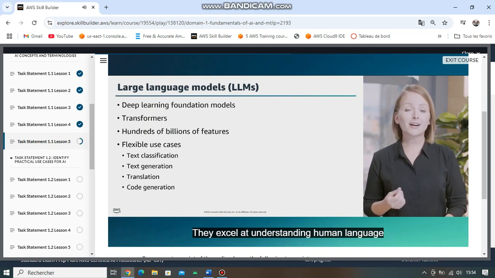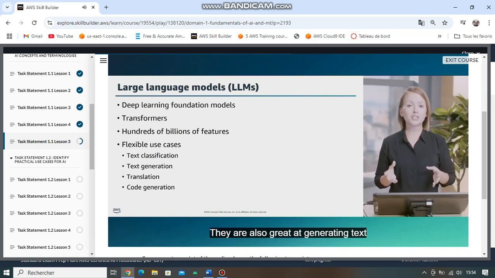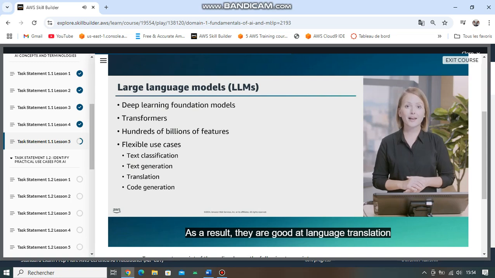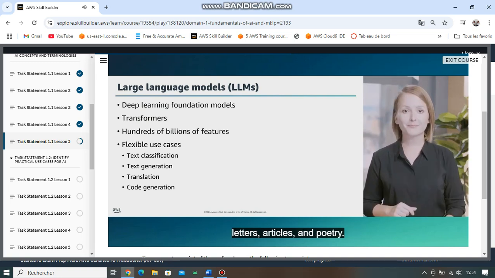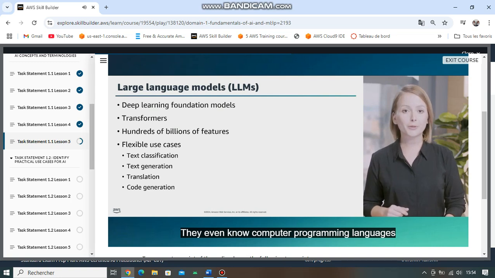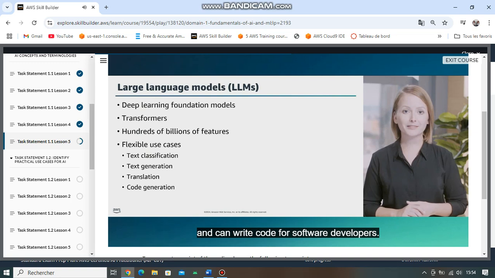They excel at understanding human language, so they can read long articles and summarize them. They are also great at generating text that's similar to the way a human would. As a result, they are good at language translation and even writing original stories, letters, articles, and poetry. They even know computer programming languages and can write code for software developers.